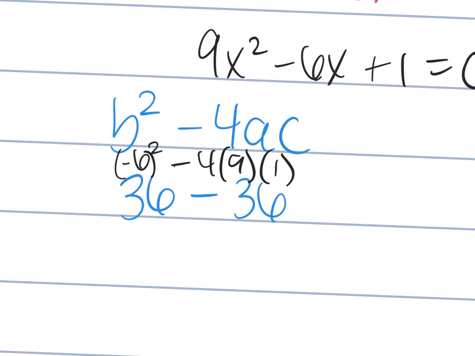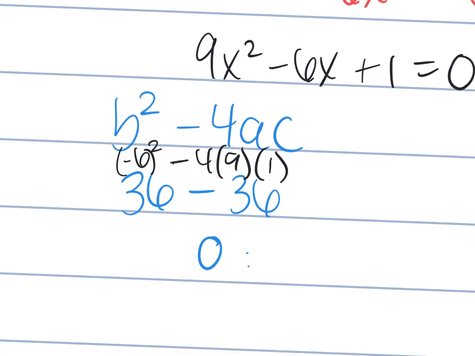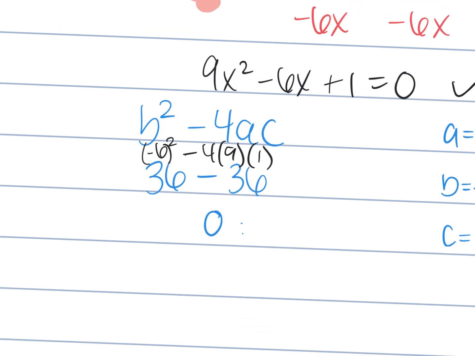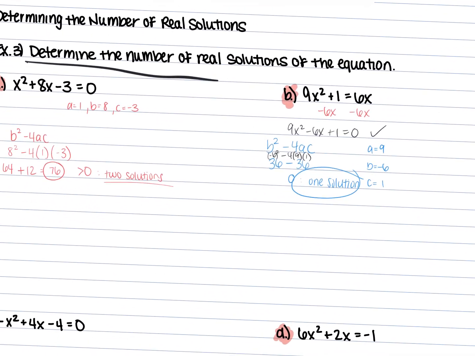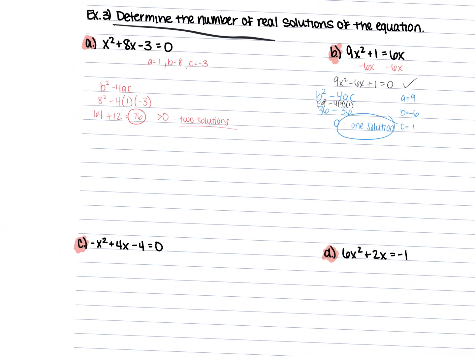Which Hunter is correct. It's 36 minus 36. What's 36 minus 36? 0. What happens when my discriminant is 0? Not no solution. One solution. Cool? Okay. Can you guys try just using the discriminant, do letters C and D?